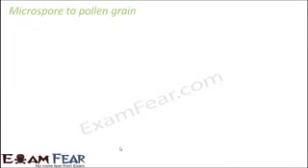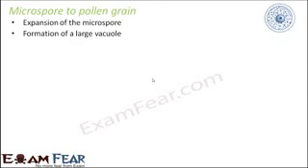So now the question is the transformation from microspore to pollen grain. How does the microspore change, or how does the microspore form the pollen grain? Let us try to understand this step by step. So let us look at the transformation of microspore to pollen grain stepwise. Now first of all, what did we see? We had the microspores which were formed, right? Now this is just one microspore which is being shown on the screen.